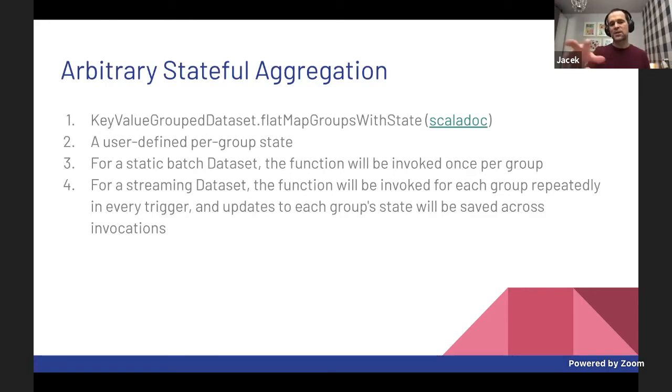Now combining it with groups with state, we've got this flatMapGroupsWithState. Woof. Okay, so I just borrowed this description from the Scaladoc, to be precise. For a static batch dataset, in other words, for batch queries, this function will be invoked once per group. That makes sense. And it also makes sense to think about this for streaming queries, that the function this operator accepts is going to be invoked for each and every group repeatedly in every trigger to update group state by the key that's available in this batch.